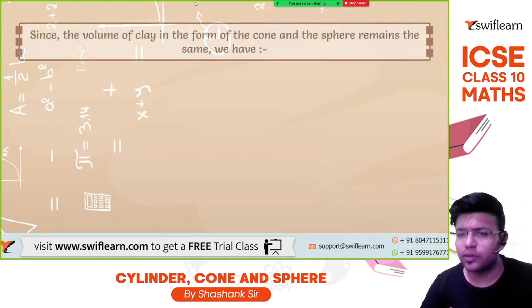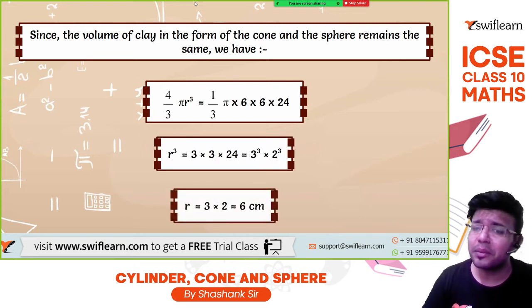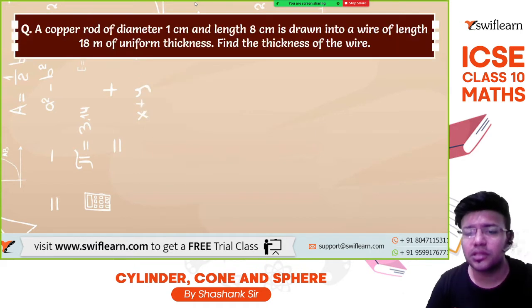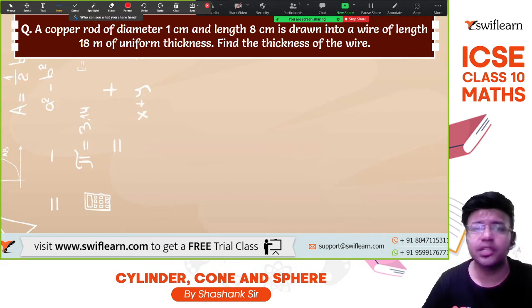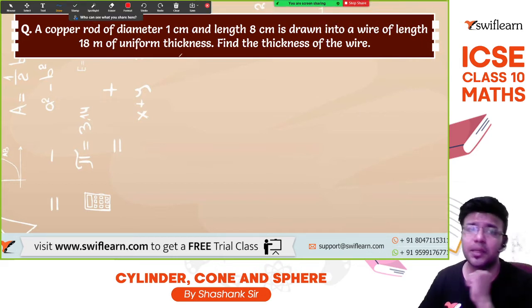Okay. So they have solved in a different approach, but ultimately we get the same answer, which is 6 centimeter. The approach which needs to be used is volume of the cone is equal to volume of the sphere. No matter there is a change in shape, but the volume still remains the same.